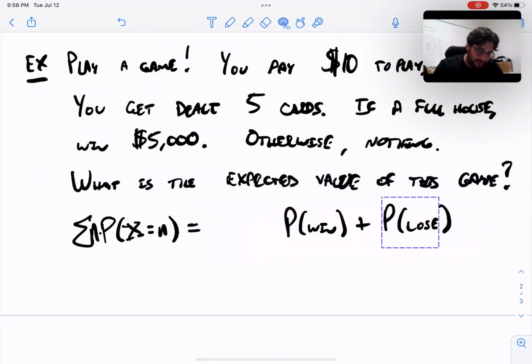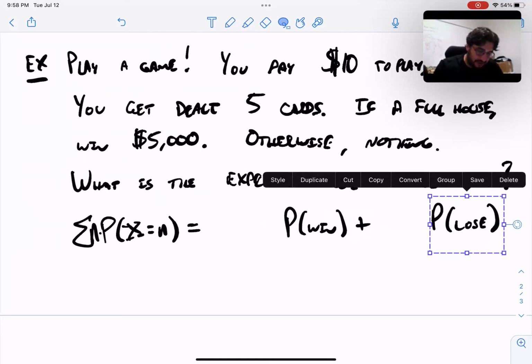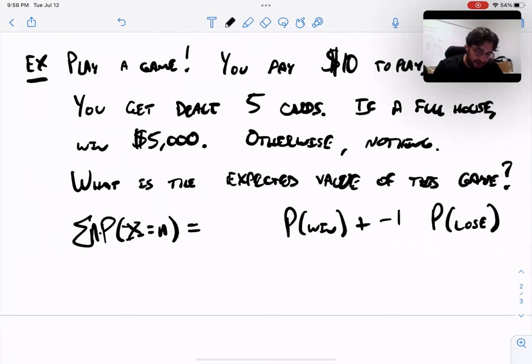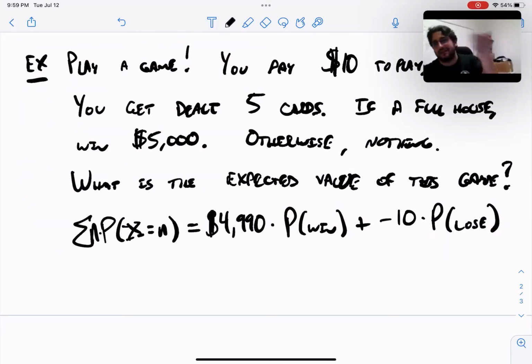In the case where I lose, I lost $10, so I have negative 10 times the probability of losing. In the case where I win, I won $4,990, because I paid 10 to play. I didn't get that refunded. So it's my winnings minus what I paid to play the game. Okay, great. So this then is our expression.